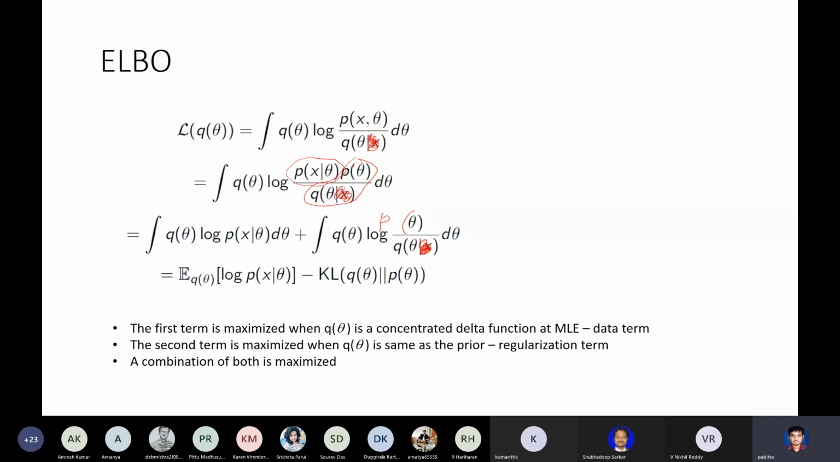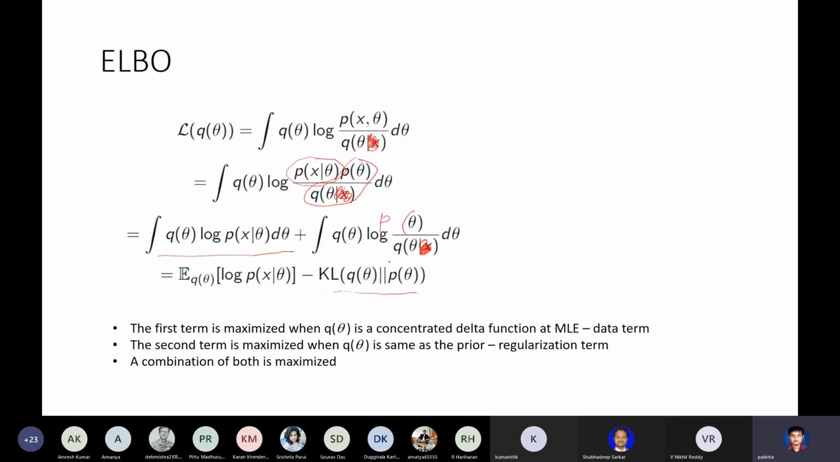Okay, so I expand the log again. If I expand the log, it is integral q(theta) log of p(x given theta) d theta, plus integral q(theta) log of p(theta) by q(theta). Right. Now look at this part. This part is nothing but the KL divergence between q and p(theta).